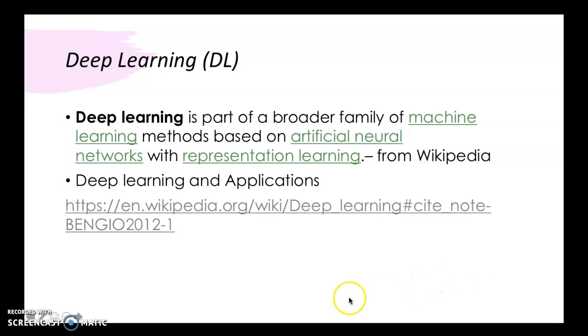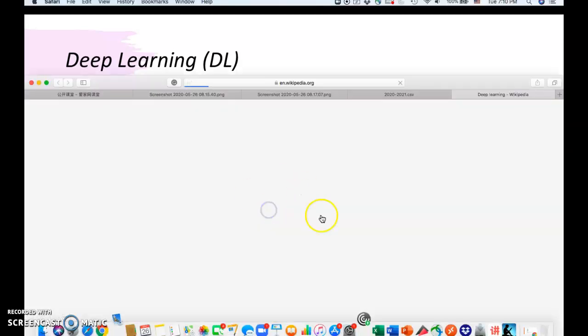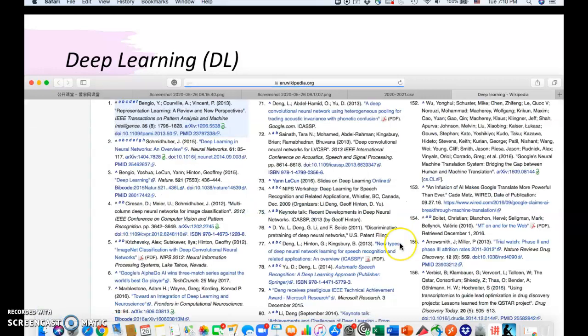Deep learning is used for a lot of things nowadays, like face recognition, pattern recognition, and other fields.